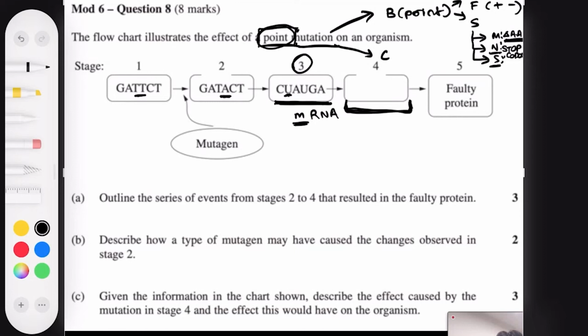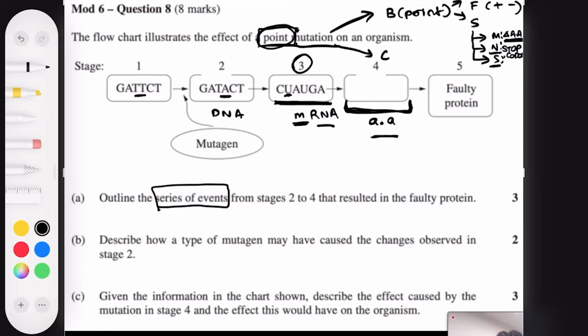Good. All right, so outline the series of events from stages 2 to 4 that resulted in the faulty protein. So here we know we are talking about the amino acid sequence, right? What did I tell you? Look at the DNA, then you must look at the RNA, then you must look at the amino acid sequence. So series of events straight away. Let's see. Ishan, what are they actually testing you here? Like what they're questioning us on.